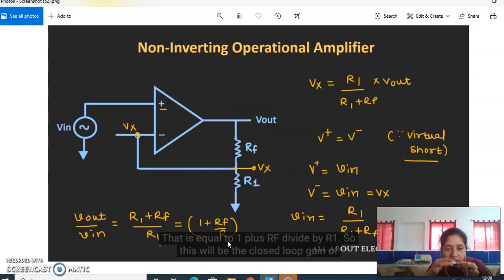So the relation between the output voltage and input voltage in the case of the non-inverting operational amplifier is 1 plus RF by R1. The output voltage of the non-inverting operational amplifier can be calculated as 1 plus RF by R1 into Vin.